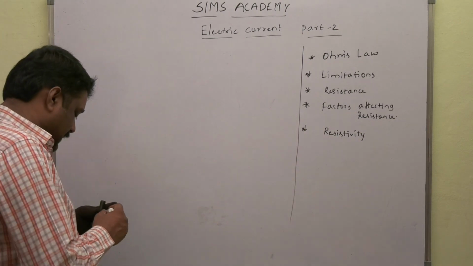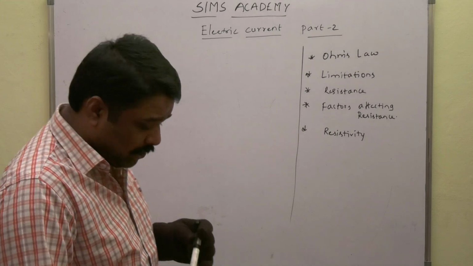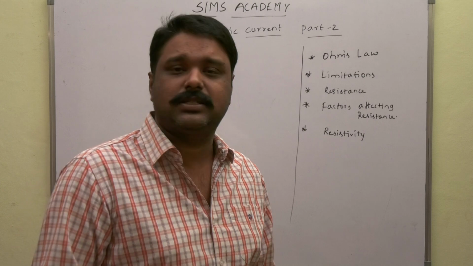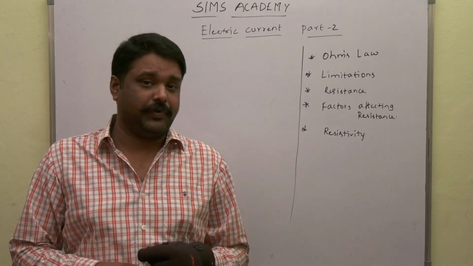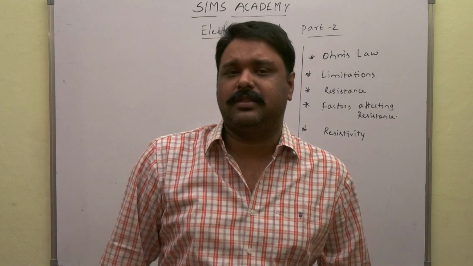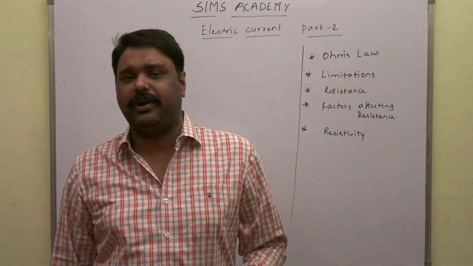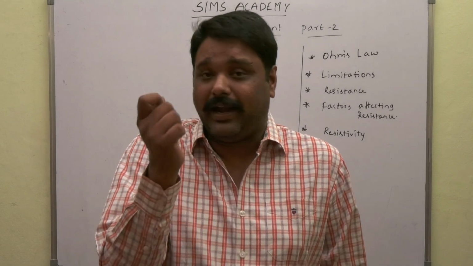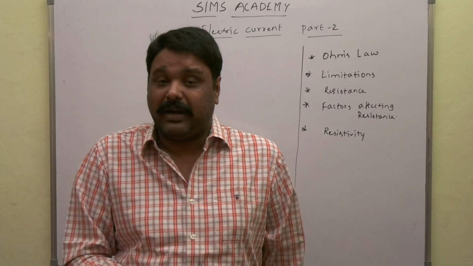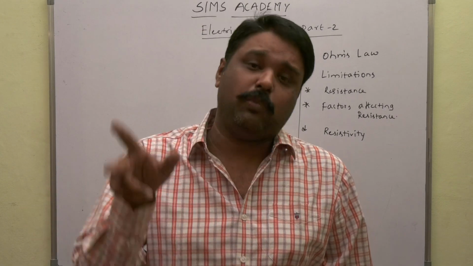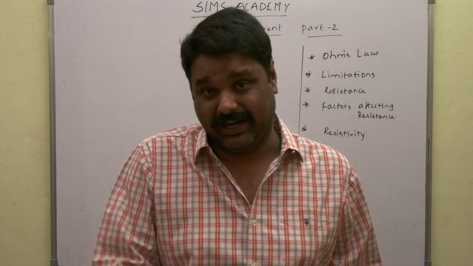Okay guys, in the last video I asked you a question: is electric current a scalar quantity or a vector quantity? Generally, a scalar quantity is a physical quantity which possesses only magnitude, that means numerical value and unit, but it doesn't possess any direction. A vector quantity possesses both magnitude and direction.